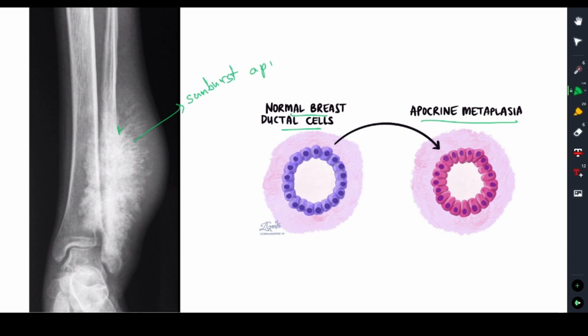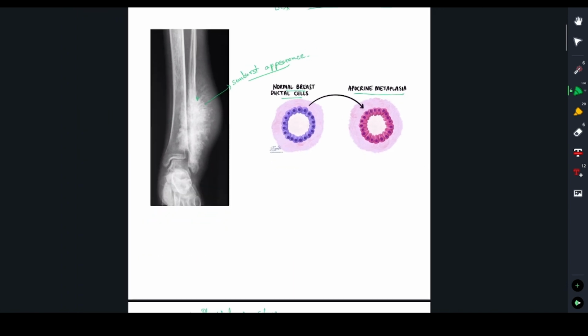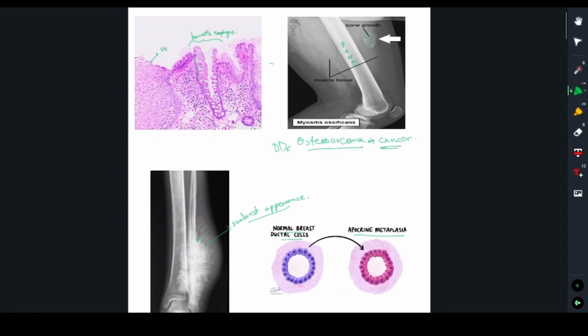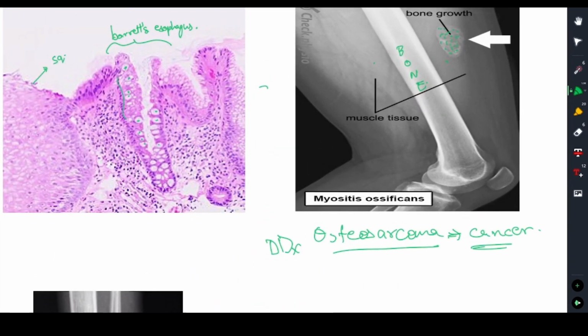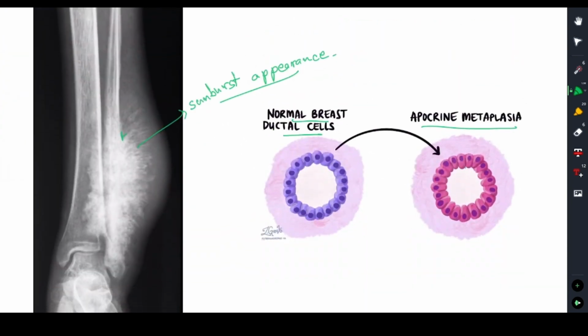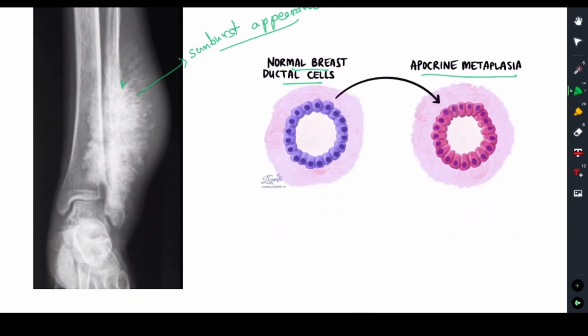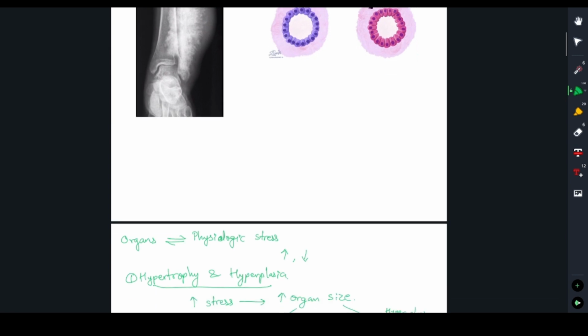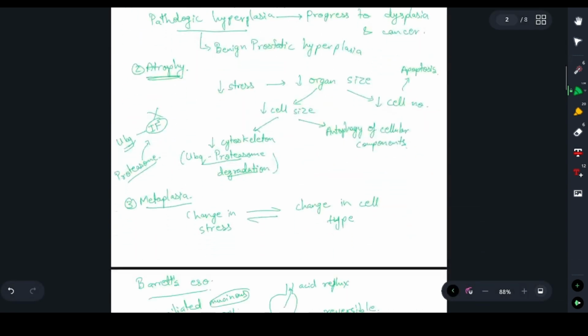A classic sunburst appearance is there, right? So this helps to differentiate osteosarcoma from myositis ossificans on the X-ray. In myositis ossificans, you will see some bony growth in the muscle tissue, and it won't be involving the bone or disrupting the surface of the bone. But in the case of osteosarcoma, the sarcoma is originating from the bone itself. It will obviously disrupt the regular surface of the bone, and what you will see is a classic sunburst appearance on the X-ray. So this is how you differentiate myositis ossificans and osteosarcoma.